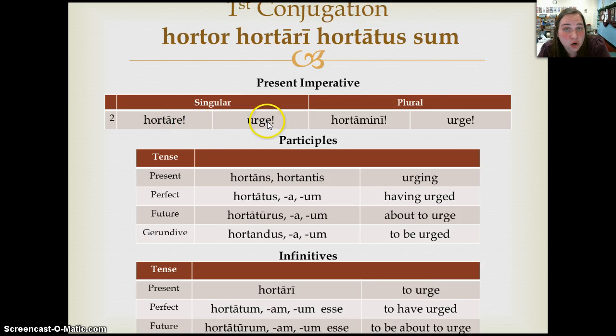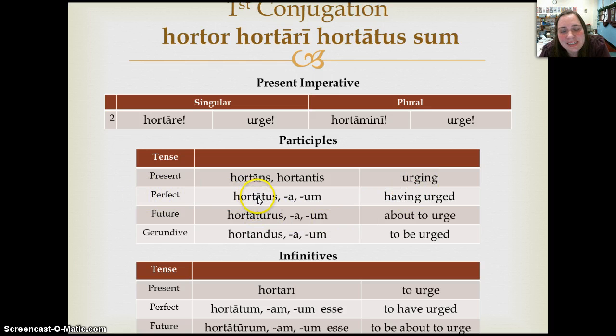Hortare is how you urge one person. Hortamini, you urge more than one person. Notice that you have a form for each of the participle tenses that you expect, right? The present participle looks like it has the active forms, but it still translates actively. So hortans, hortantis means urging.